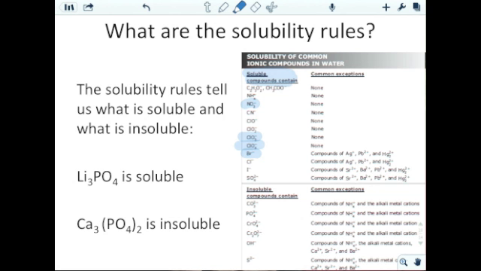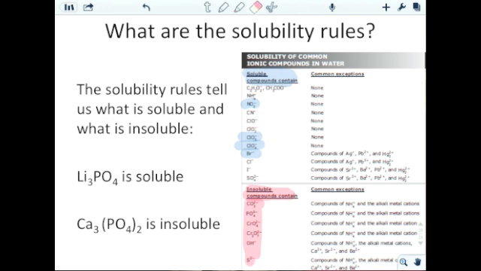Down here we see that we have some insoluble compounds. Those contain these anions right here. Anything bonded to this is going to be insoluble. That means it's going to form a precipitate. There are exceptions. If it's an exception to being insoluble, then therefore it is soluble.